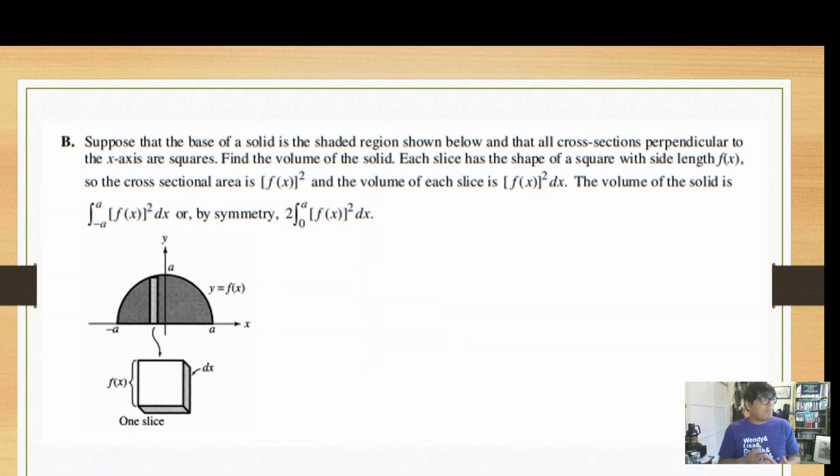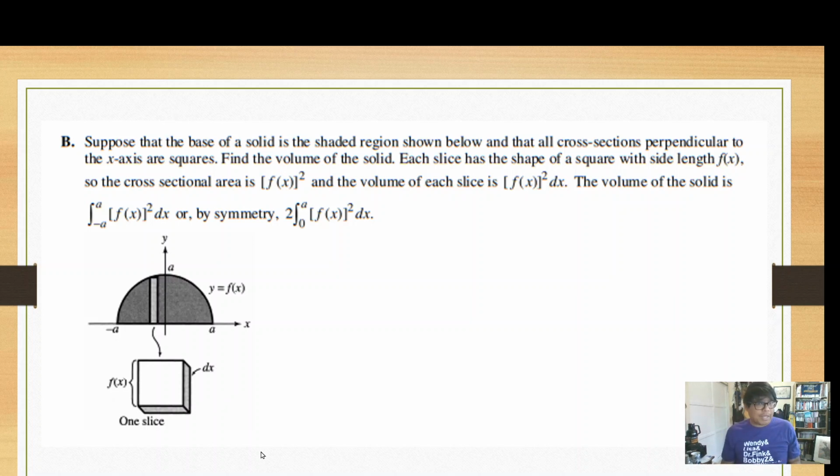Suppose the base of a solid is that shaded region that you see there. It's a semicircle, or at least it appears to be a semicircle, and all the cross sections perpendicular to the x-axis are squares. Find the volume of the solid. This is a little bit different because we're not revolving around an axis. We're saying each cross section is a square. You can see there at the bottom one slice here is a square, and the thickness of each of those squares is dx.